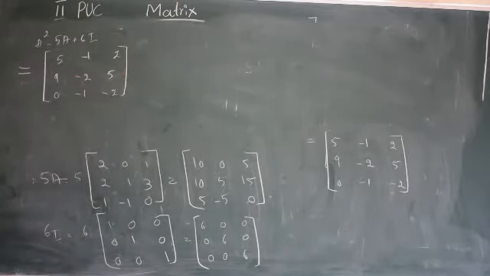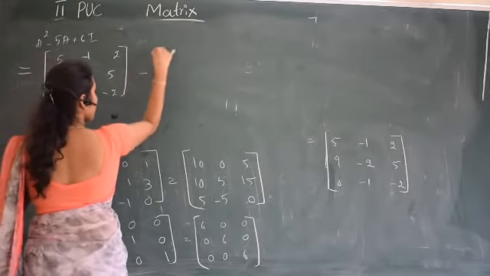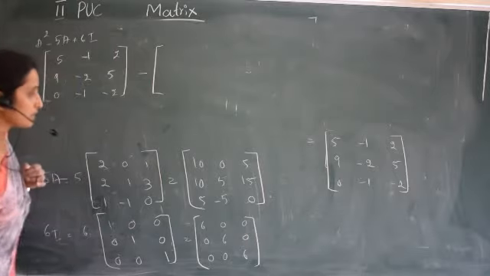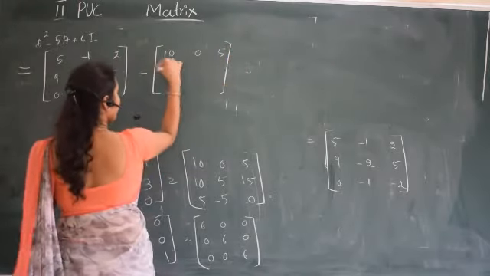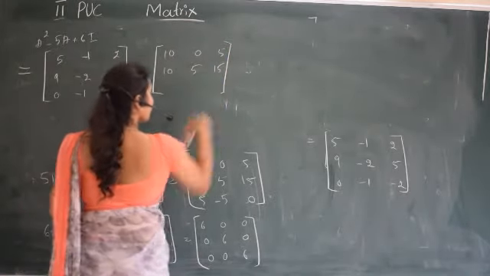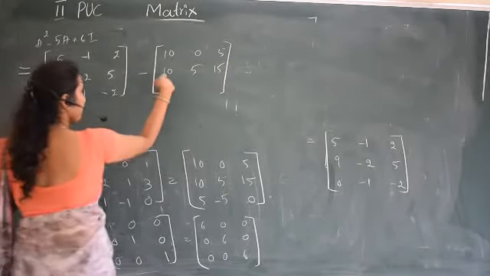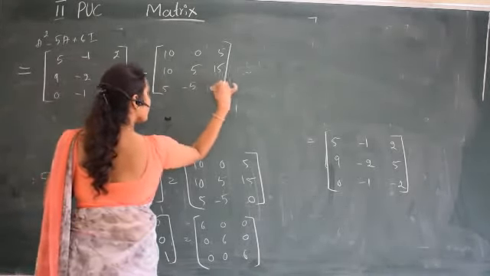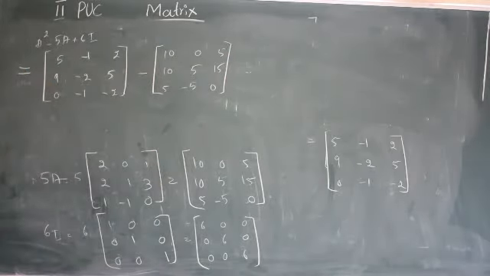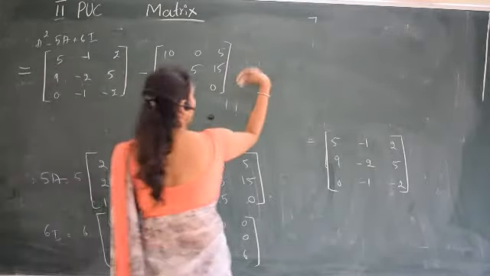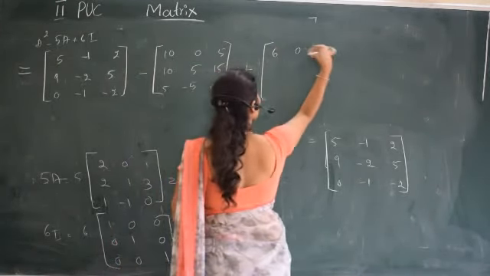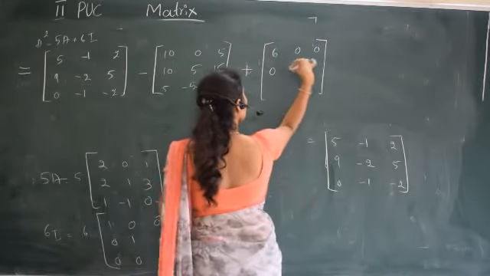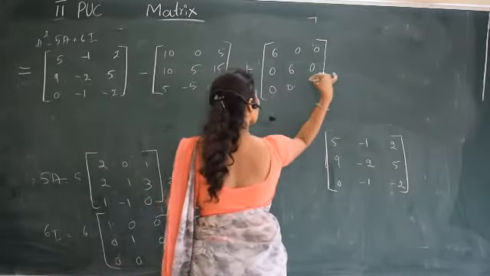Next, minus 5A, which is minus the matrix 10, 0, 5; 10, 5, 15; 5, minus 5, 0, plus 6I, which is 6, 0, 0; 0, 6, 0; 0, 0, 6.